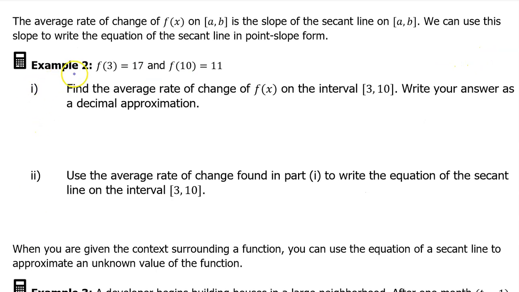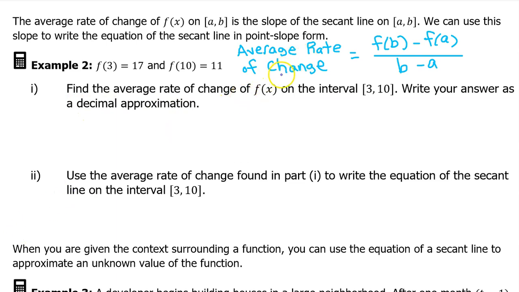The following examples are all calculator active, starting with example 2. f at 3 is equal to 17, and f at 10 is equal to 11. Part 1. Find the average rate of change of f of x on the interval from 3 to 10. Write your answer as a decimal approximation. The average rate of change on the interval from a to b is given by f at b minus f at a over b minus a.